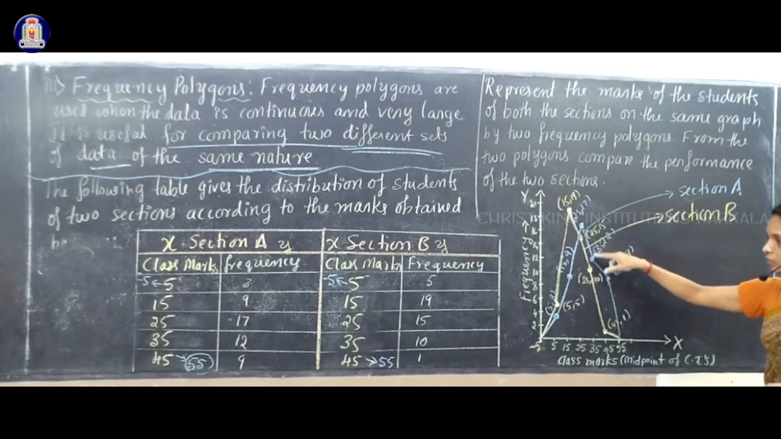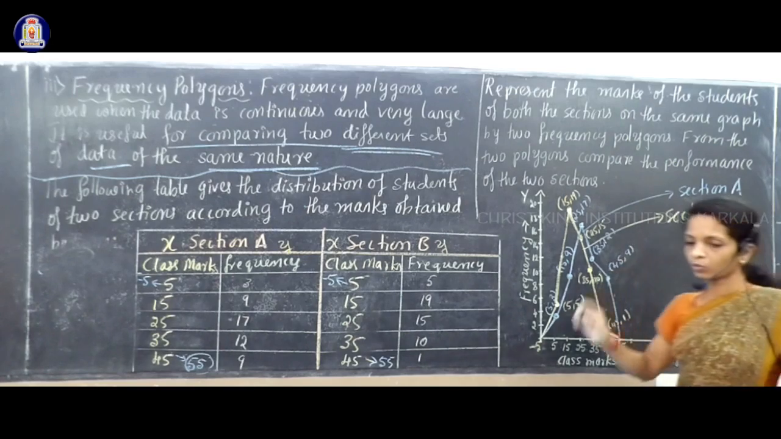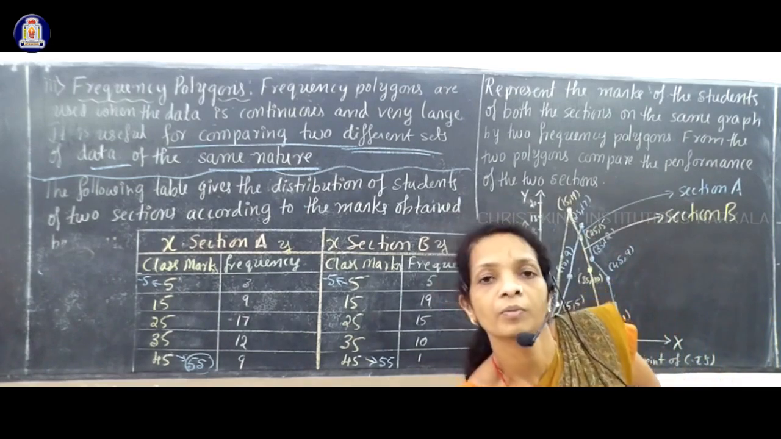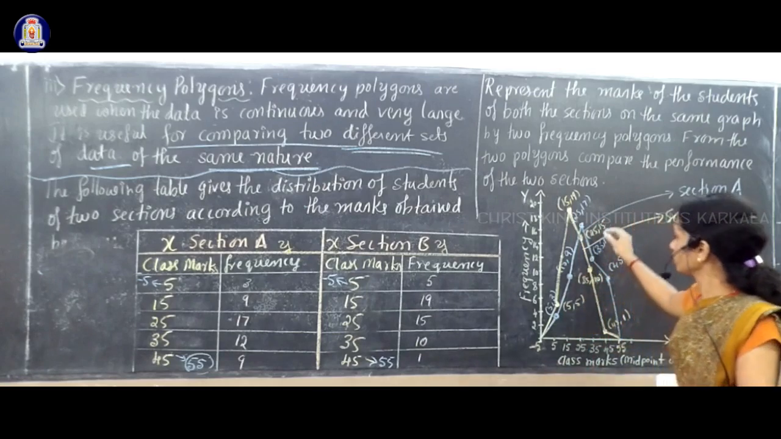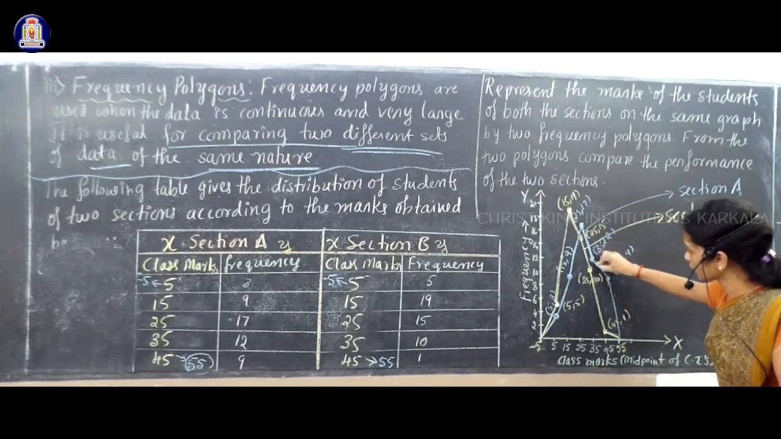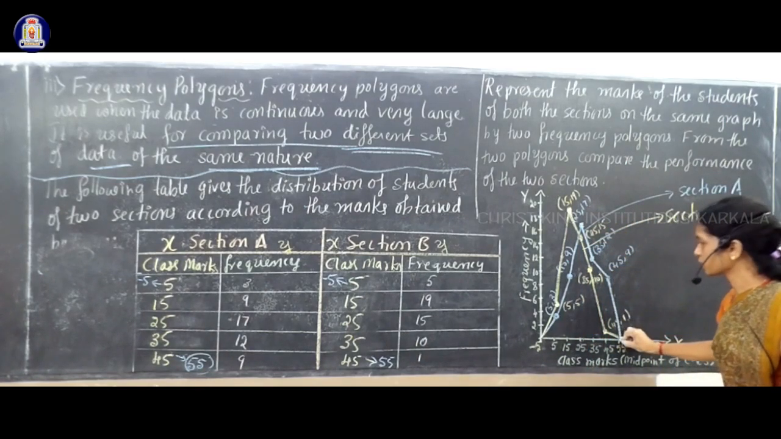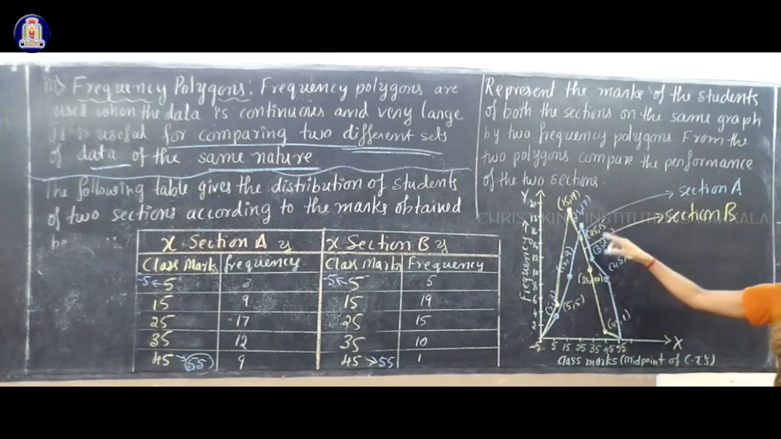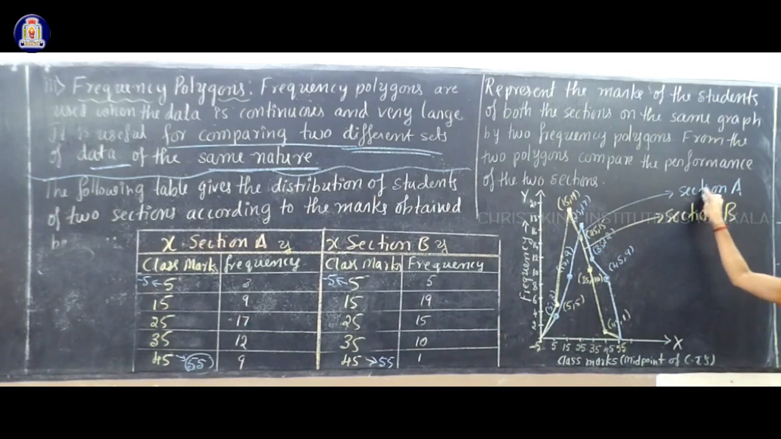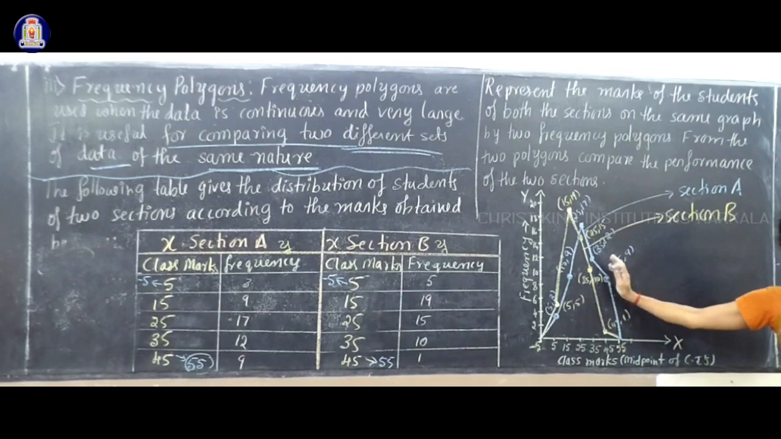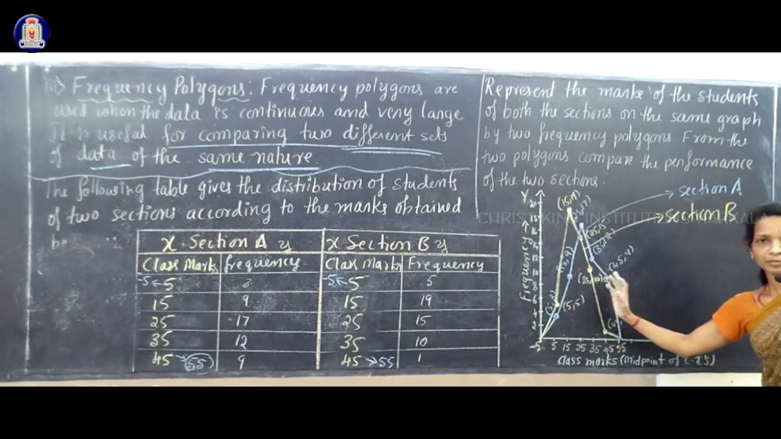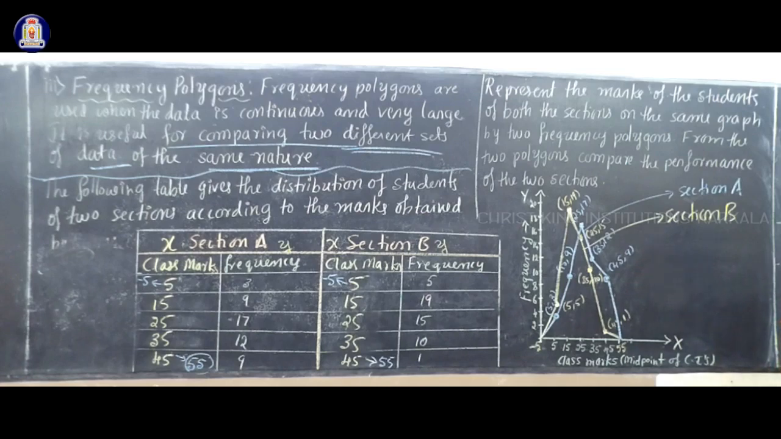Since the frequency polygon of blue color lies above the frequency polygon of yellow color, what can you say, performance of which section is better? This blue color is for section A. So section A students performed better than students of section B. That we can compare from these two frequency polygons. Okay, so that will be the answer for this.